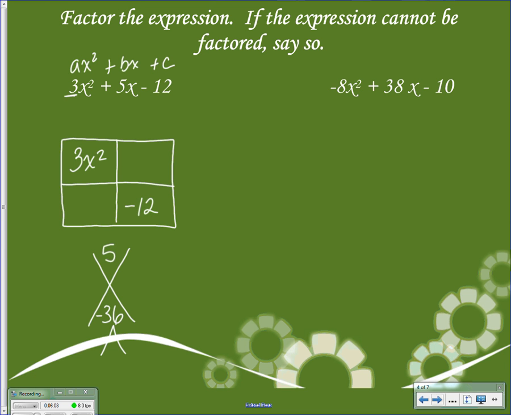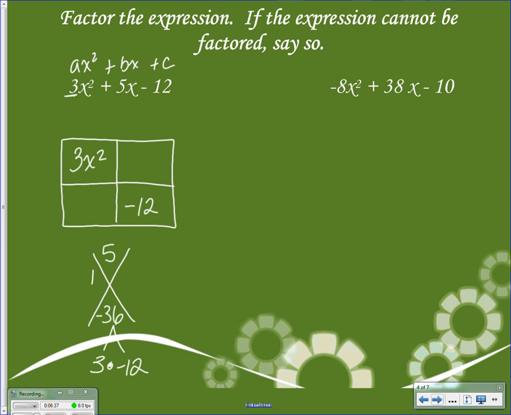Well, how did I get that? Sorry, it's 3 times negative 12. Let me fix that here. So it's 3 times negative 12. Okay? And I get negative 36. So again, I want the factors that multiply to be negative 36 and add to be 5. So what are my multiples of 36 that would give me 5?